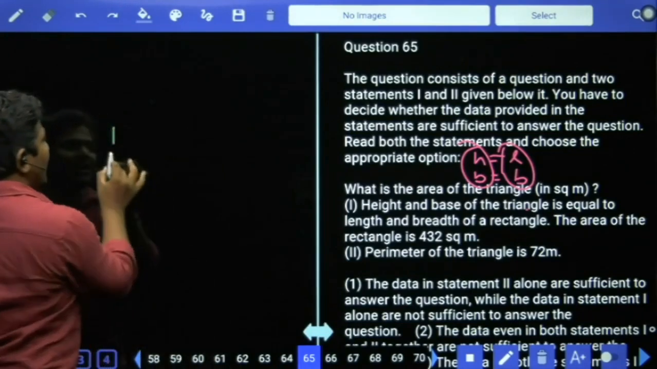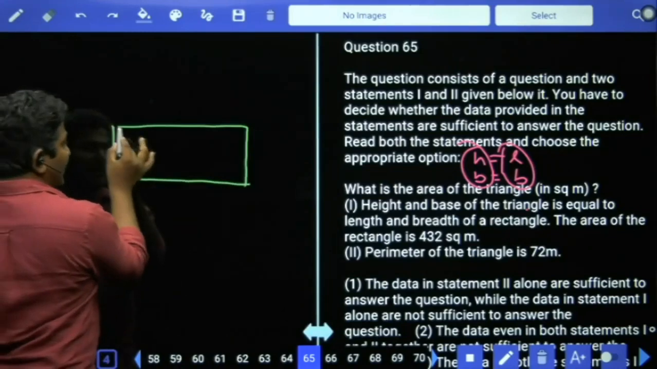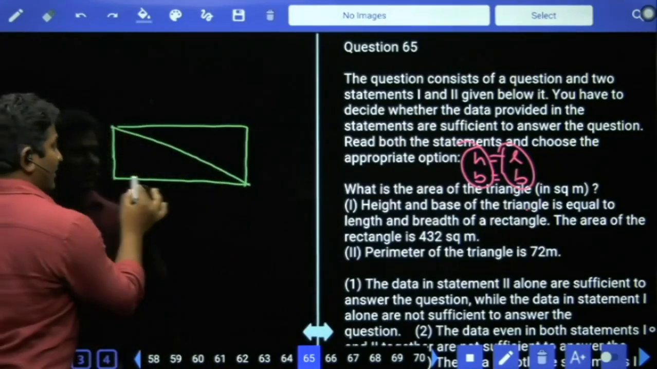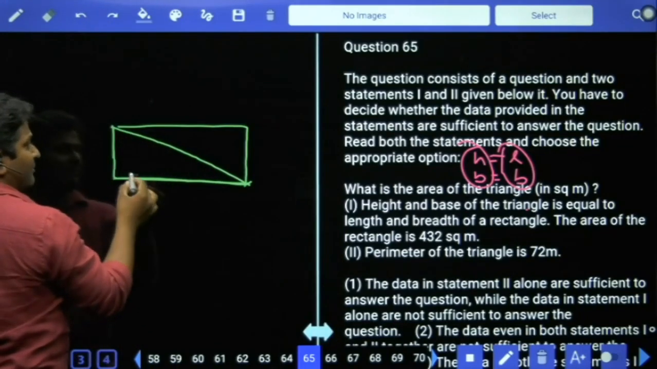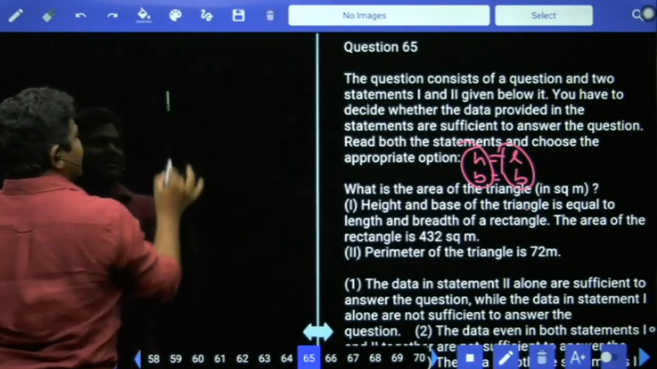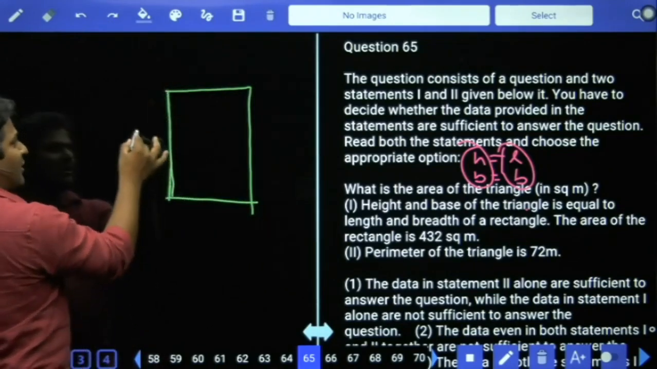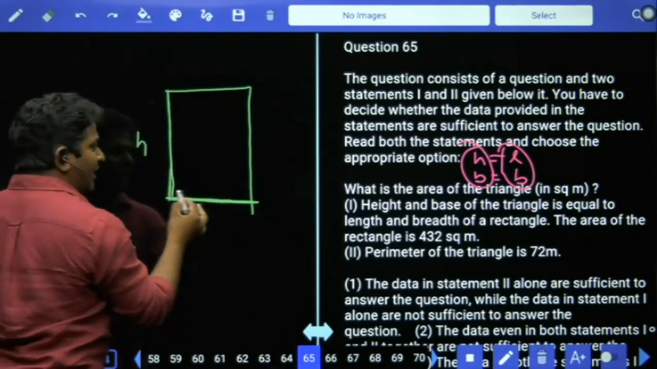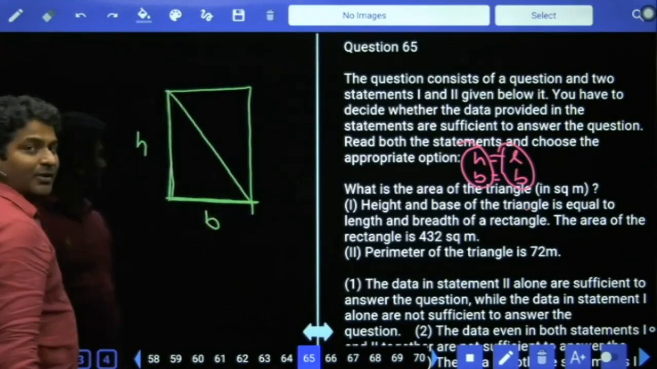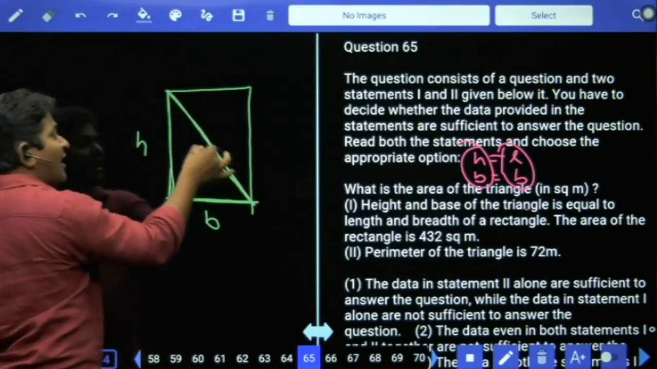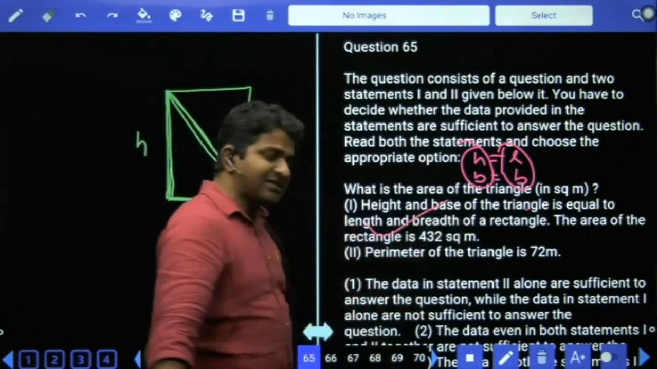Otherwise, assume like this. This is what our rectangle. And this is our triangle. Length is equal to height of the triangle. Assume like this. That will be more clear for you. Rectangle. Length is equal to height of the triangle. Breadth is equal to base of the triangle. And this is what our triangle. So which is equal to exactly half the area of the rectangle? Half of 432, answer can be done using the first statement alone.